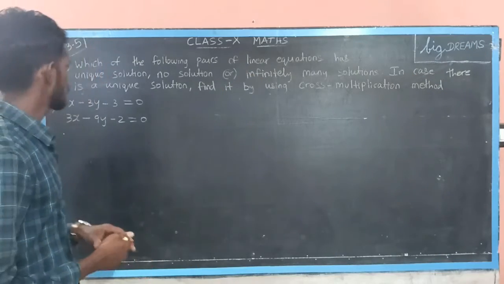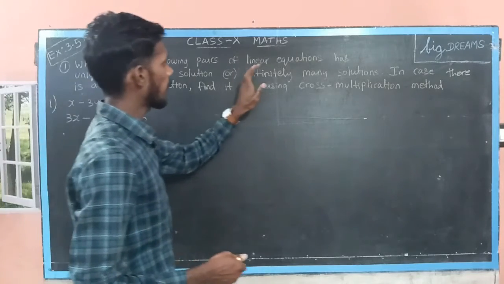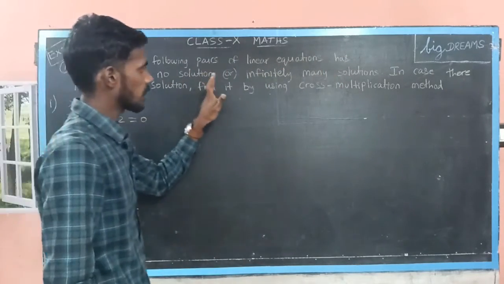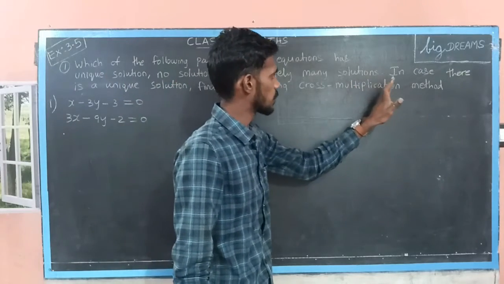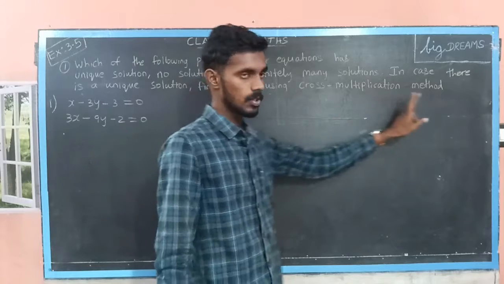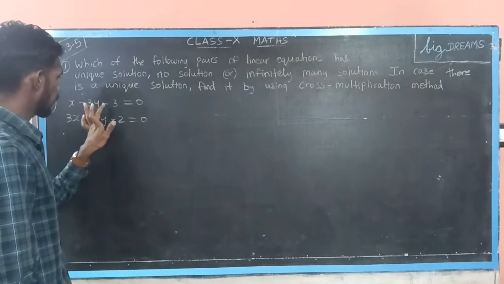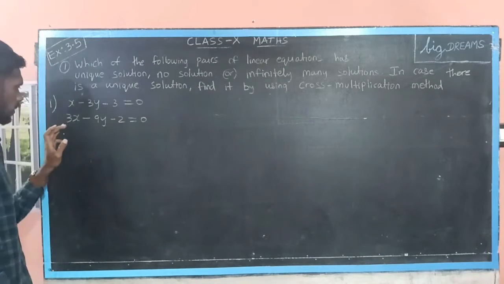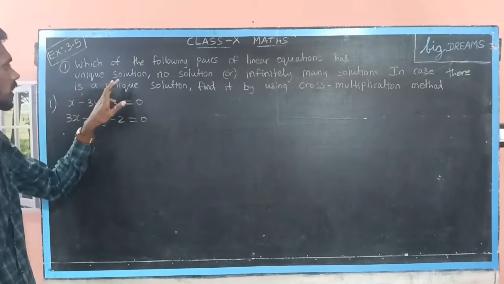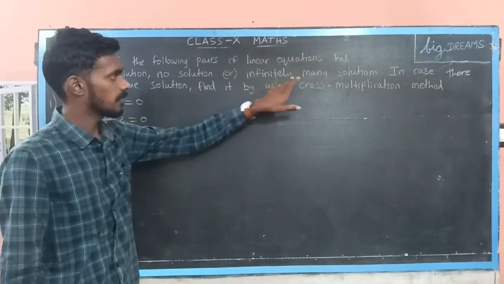Students, next let's see exercise 3.5. First question: which of the following pairs of linear equations has a unique solution, no solution, or infinitely many solutions? In case there is a unique solution, find it by using the cross multiplication method. The first subdivision: x minus 3y minus 3 is equal to 0, 3x minus 9y minus 2 is equal to 0.